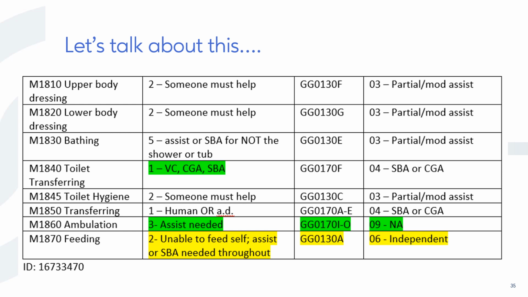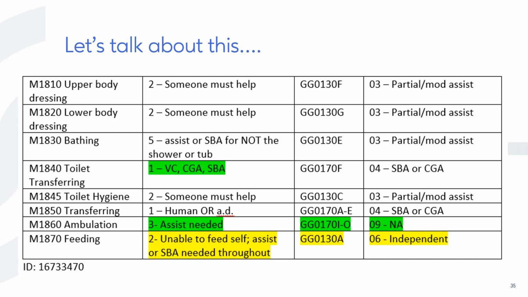So M1840, we had a 1, which is your verbal cueing, contact guard, or standby assist to get to and from or stand up and down from the toilet. And then in ambulation we had a 3, assist needed. Okay, that's your typical ambulator that maybe has a falls risk. Then we look over at the GG0170 items, and it was coded as a 09 NA, which means didn't do it before, not doing it now, which is all your ambulatory items. That does not make sense. So clearly, I believe that those 09s were, I'm just going to say, a miskey. So that's definitely something that's going to get flagged.